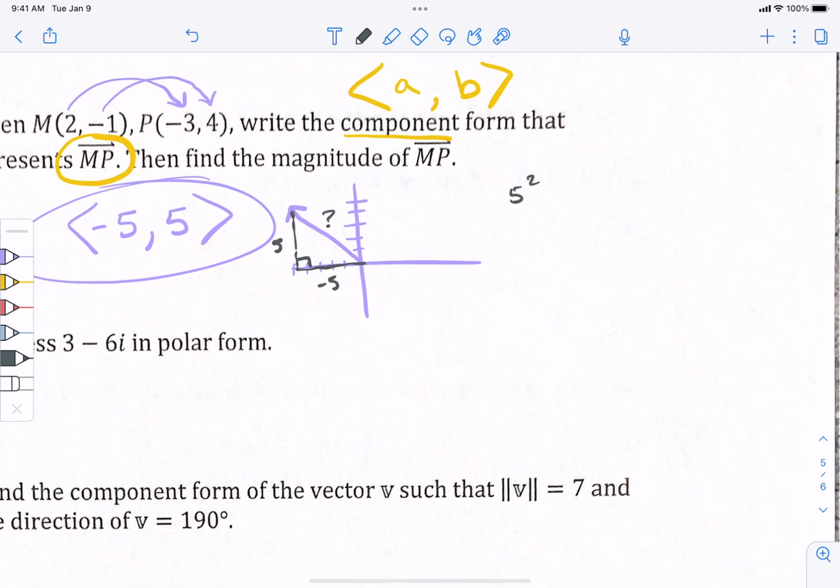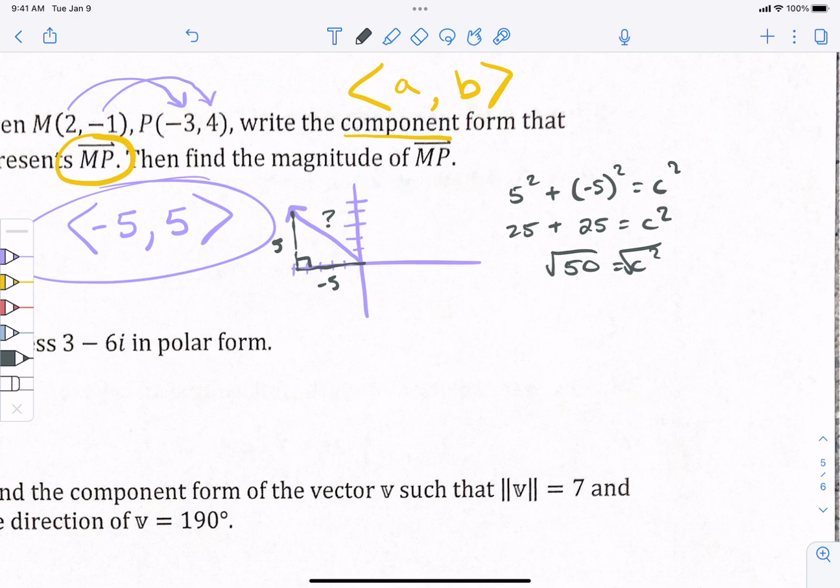So 5 squared plus -5 squared equals c squared. Okay, 5 squared is 25. -5 squared is also 25. And so I have 50 for c squared, and the square root of 50. Since the square root of 50 does not come out nicely, we're going to leave it as just the square root of 50, and so that will be my magnitude.